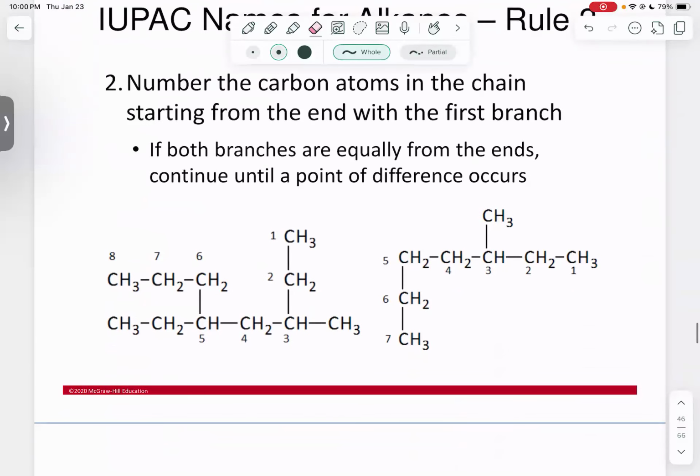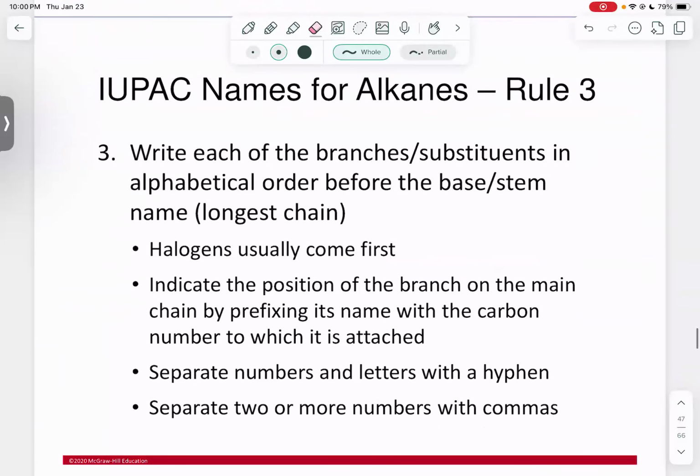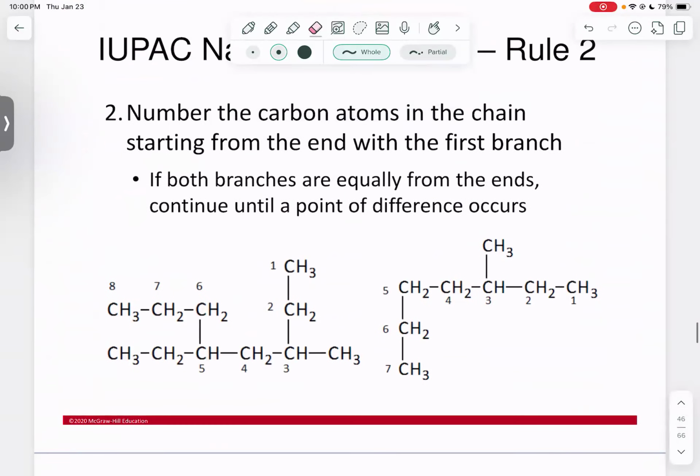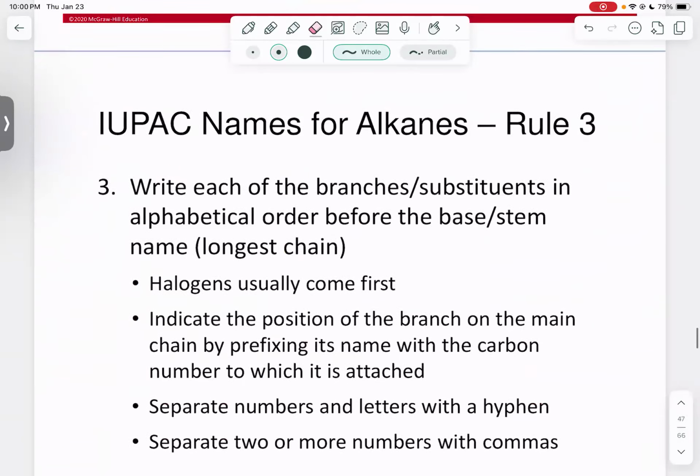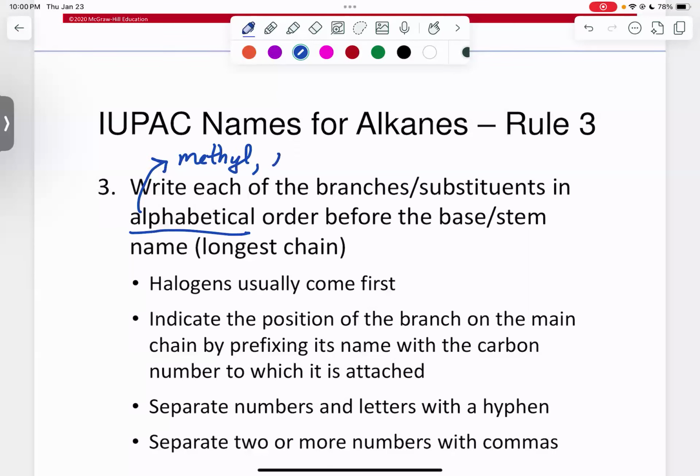Okay. So now we're going to go on to the next step, right? We did number 2. We numbered them in the correct order, right? Okay. So now write each of the branches or the substituents in alphabetical order. So what do we mean by alphabetical order? Our substituents are like methyl, right? Ethyl, propyl, right? Those are examples. So what would come first alphabetically? The ethyl would come first, right?